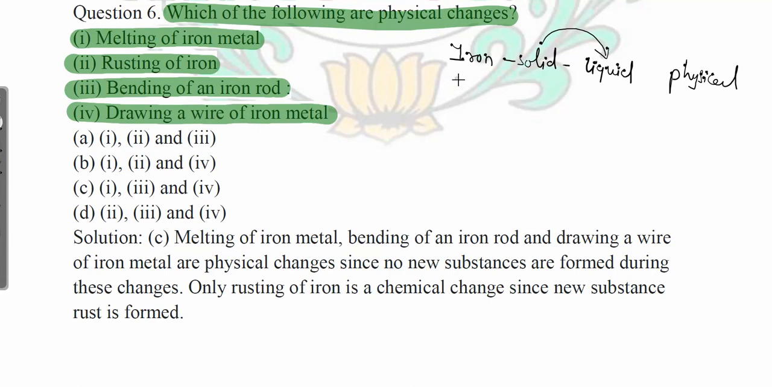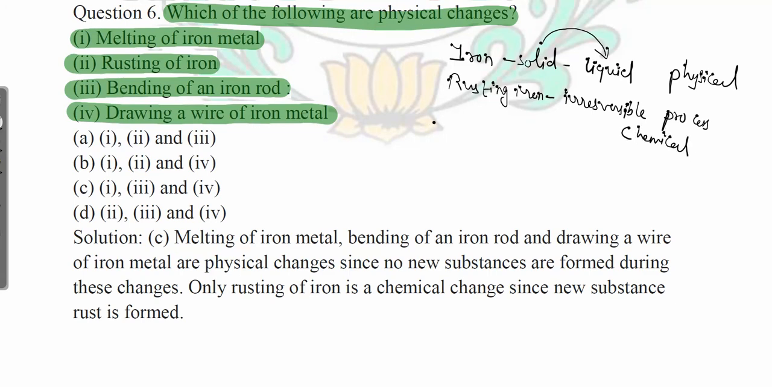Next, rusting of iron. As I have discussed before also, rusting of iron is an irreversible process, because we cannot retain the iron from the rusted iron. So it is an irreversible process, and it is a chemical process. Okay, it is a chemical change.